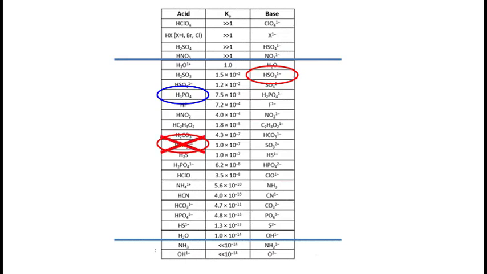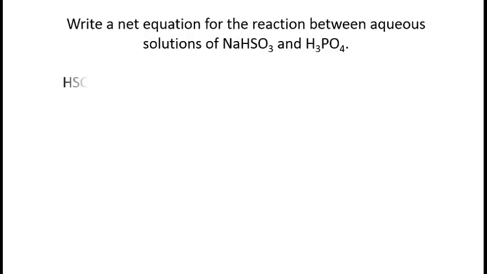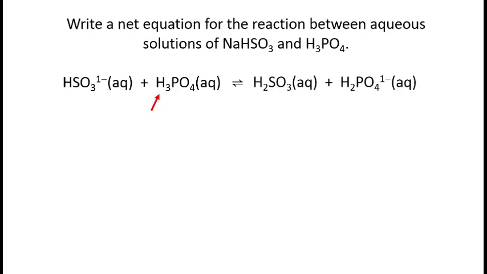Since phosphoric acid is a weak acid, the primary acidic species is H3PO4. The primary basic species is the hydrogen sulfite ion. The reactants in the balanced equation are HSO3 1- and phosphoric acid. The hydrogen that transfers is one of the H's on phosphoric acid. So the products are H2SO3 and H2PO4 1-. All species are aqueous. Notice how the products are conjugates of the reactants.